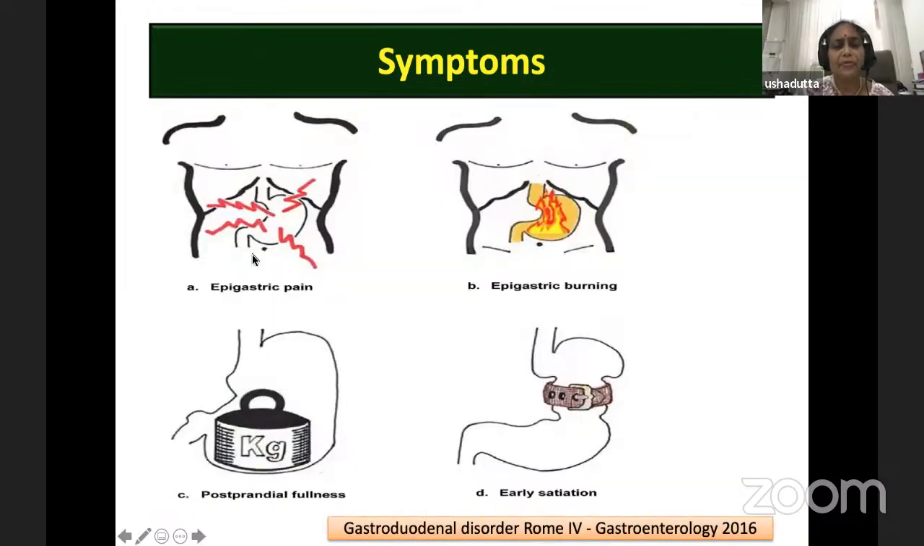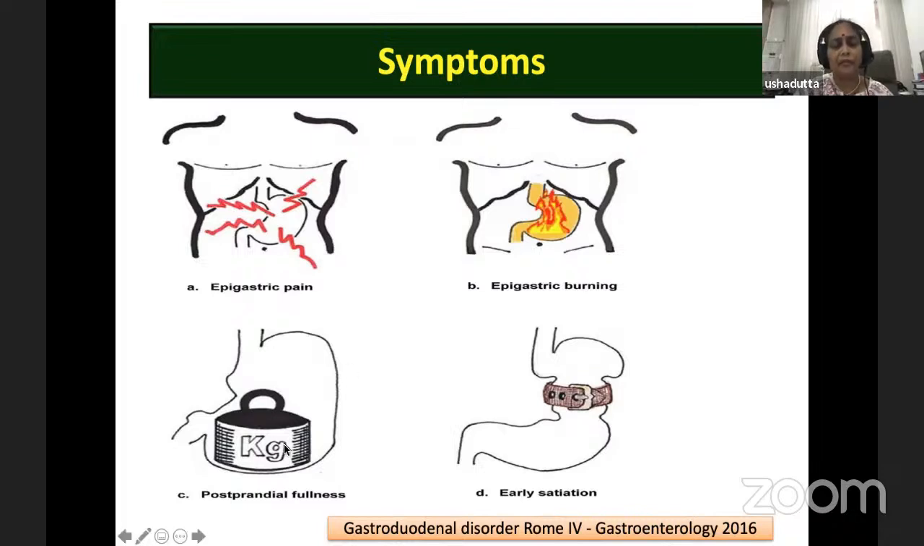The symptoms of dyspepsia can be in the form of epigastric pain, epigastric burning, postprandial fullness, or early satiety. There's a difference between postprandial fullness and early satiety. In postprandial fullness, after the meal, the patient feels bloated and full. Whereas early satiety is when, as he is eating the meal, with a little amount his stomach feels full. So there is a difference here, because in early satiety, there's difficulty in distension of the stomach.